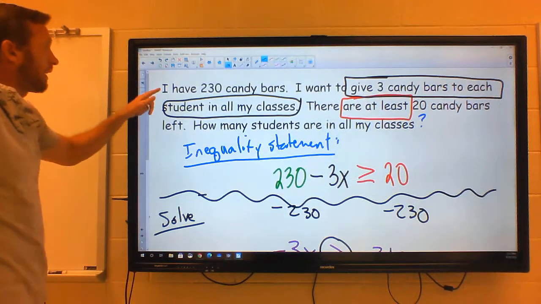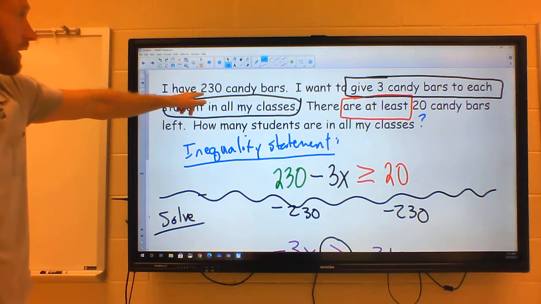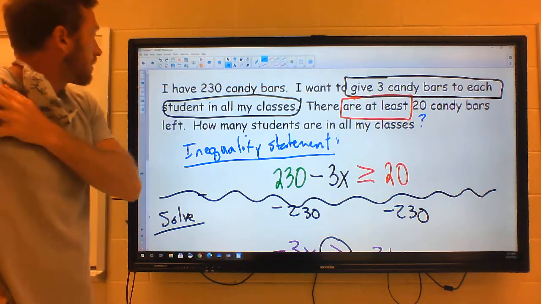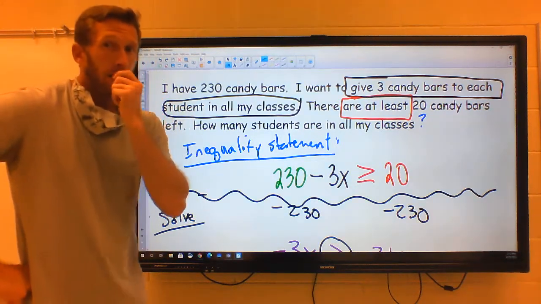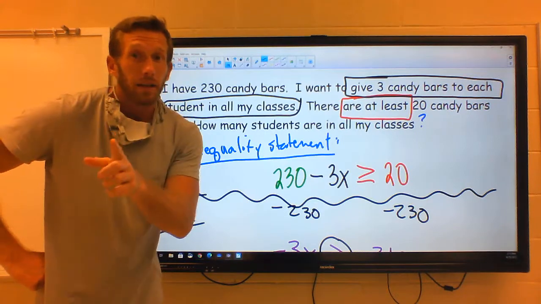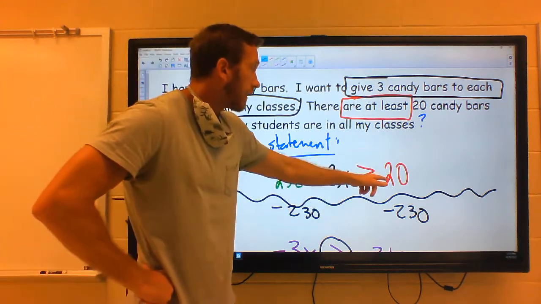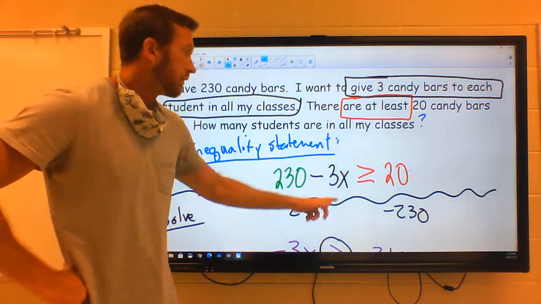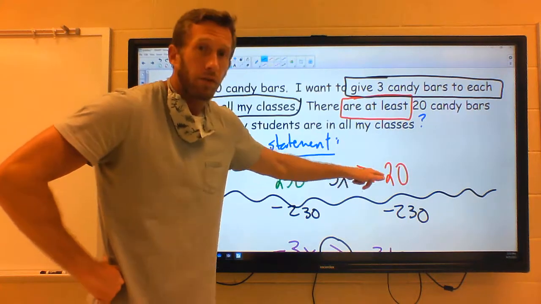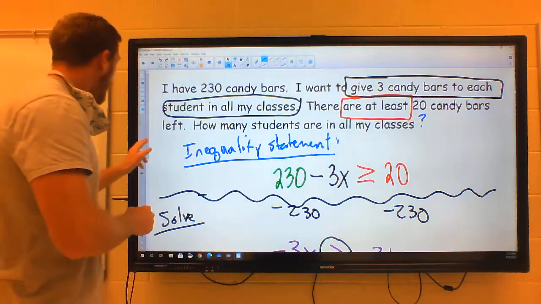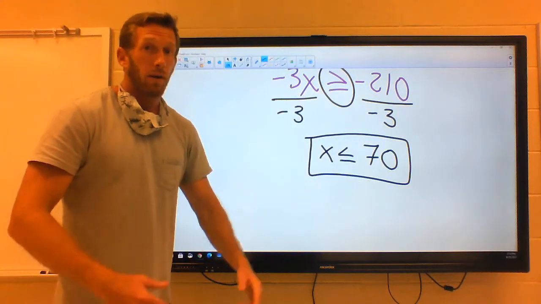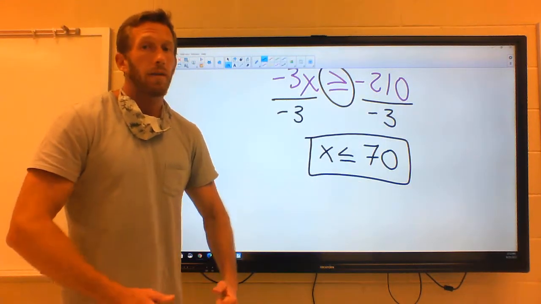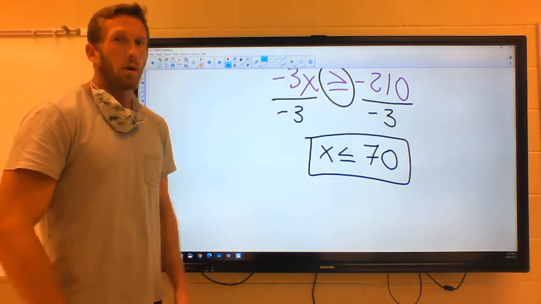So, what does that mean? I had 230 candy bars. I wanted to give 3 candy bars to each student. There's at least 20 candy bars left. So here's what that means. If we had exactly 70 students, we would have exactly 20 candy bars left over. That's the or equal to portion of this symbol. But I could have less than 70 students. What if I only had 60 students? Then I would have more than 20 candy bars left over.